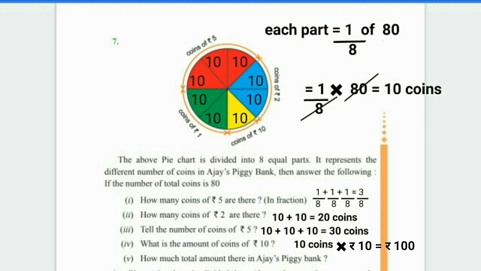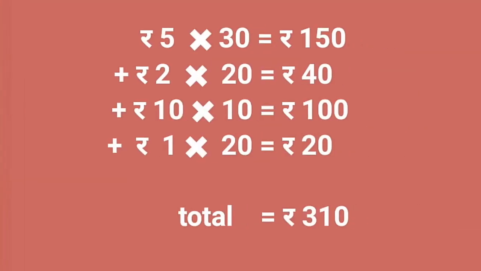Fifth, how much total amount is there in Ajay's piggy bank? So let's add rupees 5 into 30 coins, which is equal to rupees 150, plus rupees 2 into 20 coins, which is equal to rupees 40. Third, rupees 10 into 10 coins, which is equal to rupees 100. Fourth, rupee 1 into 20 coins, which is equal to rupees 20. So total amount is rupees 310.